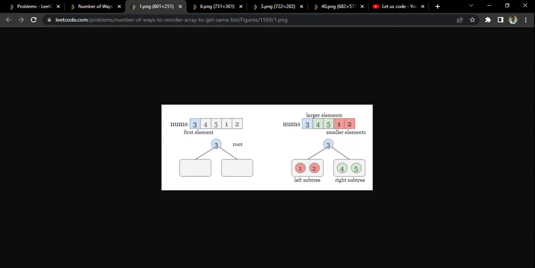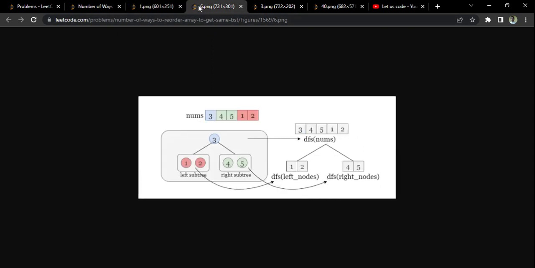Now come to the other elements, which are 4 and 5 and 1 and 2. We can see we are grouping the elements in two ways. One is the elements which are greater than 3, and another is the elements which are less than 3. Always the elements greater than 3 are going to be in the right subtree, and the elements less than 3 are going to be in the left subtree. That is the first understanding that we are getting.